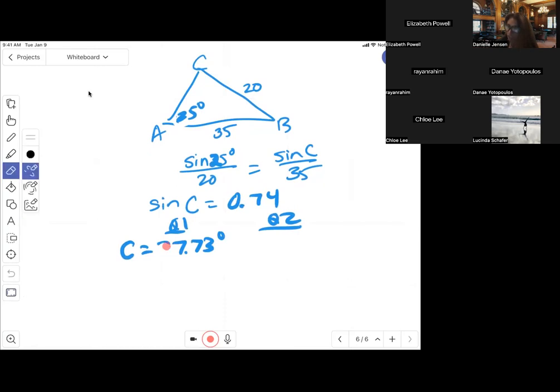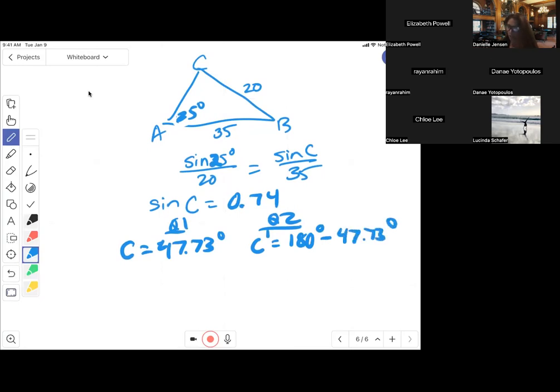We just said sine is positive in both quadrant 1 and quadrant 2. So there's a chance that there could be a second triangle, and you always want to assume there is. To find the other possibility for C, which we'll call C prime, you do 180 minus that, because that would be the equivalent quadrant 2 angle. So what would C prime be? 132.27. Okay, so I'm going to assume those are my two possibilities.